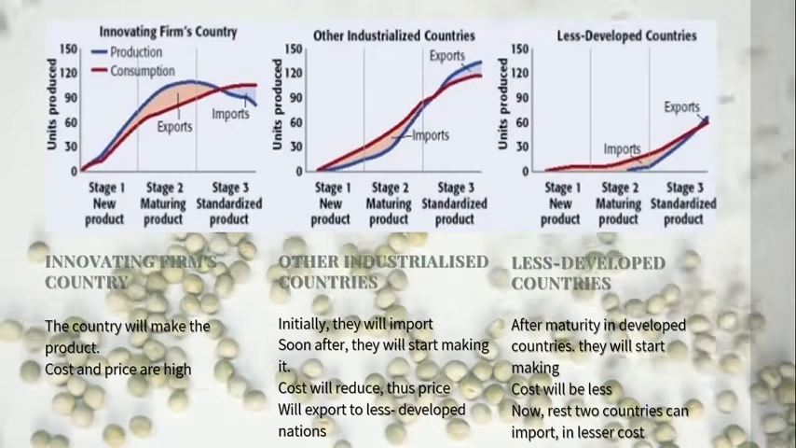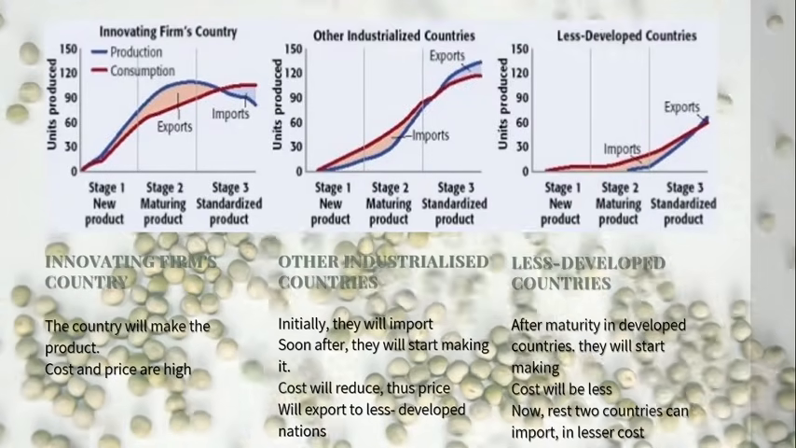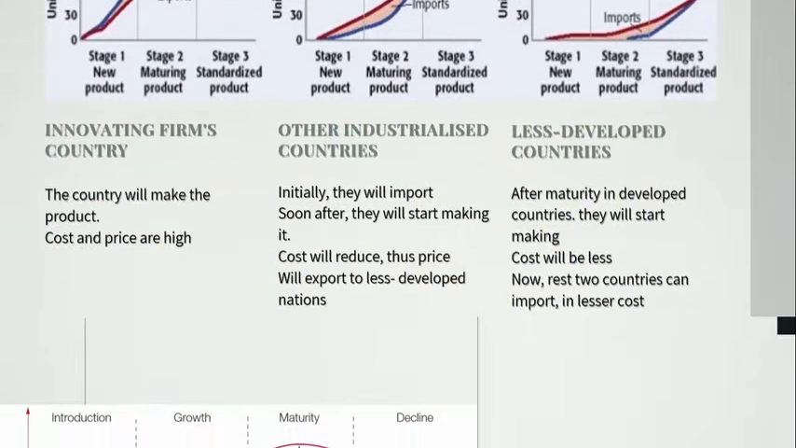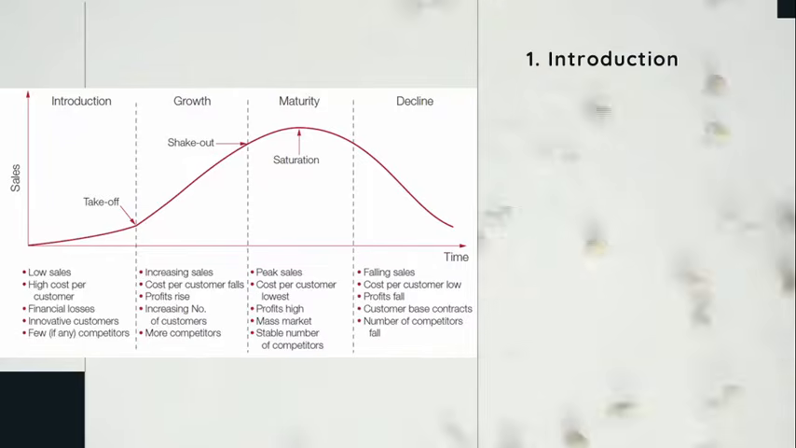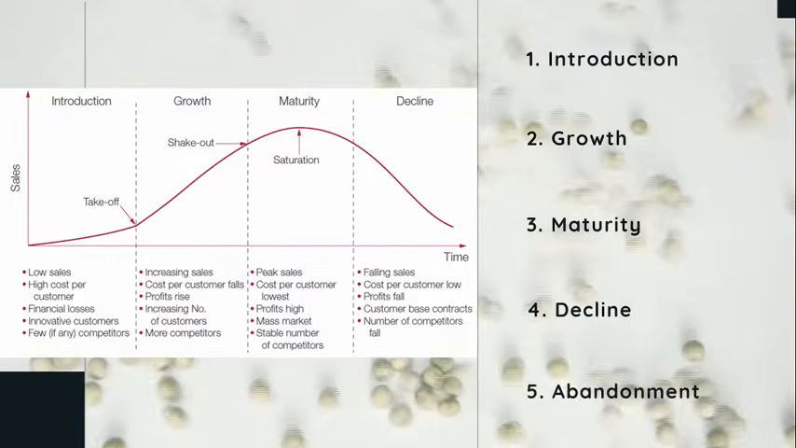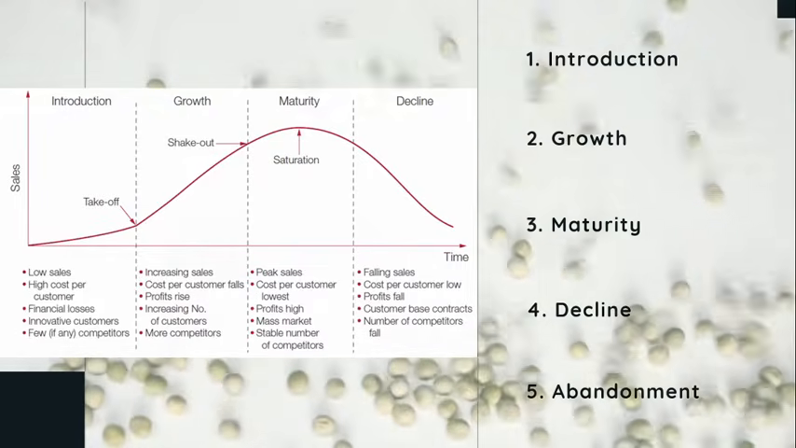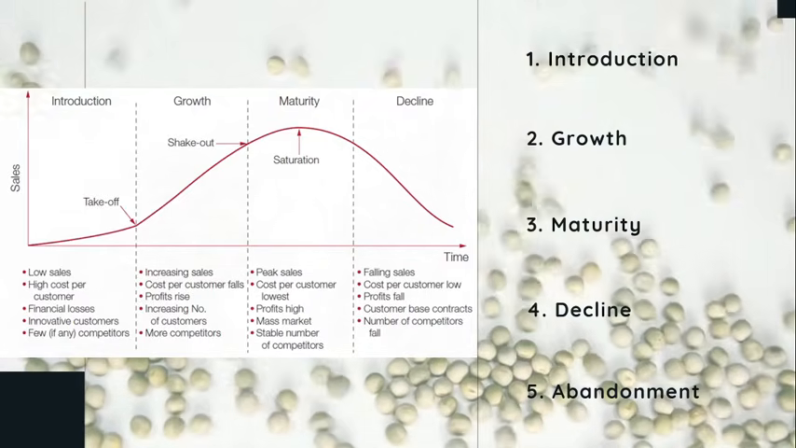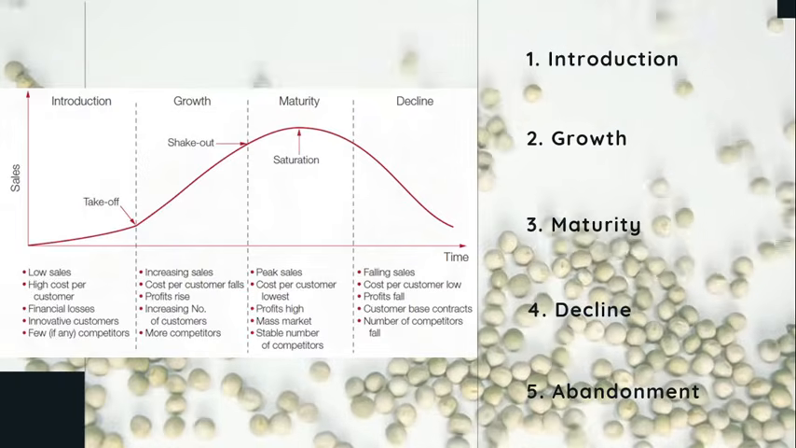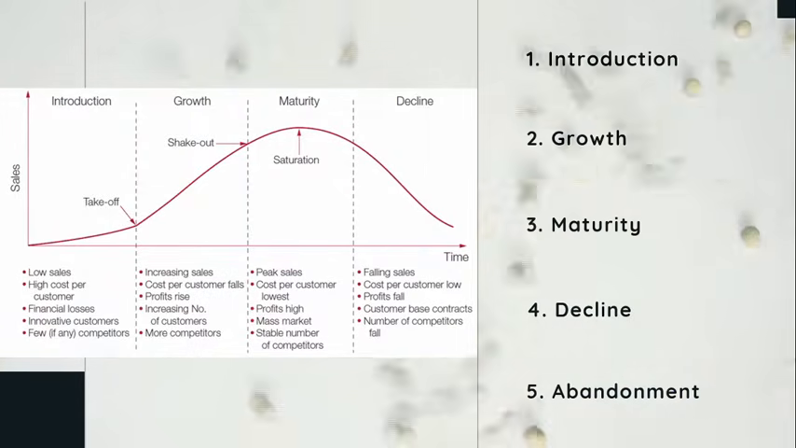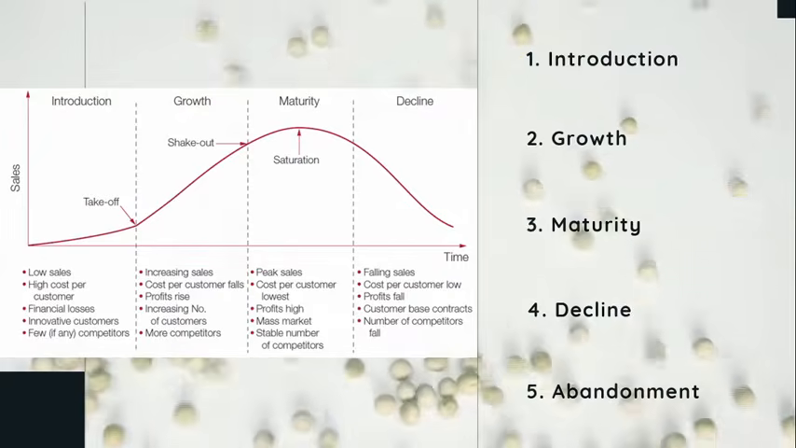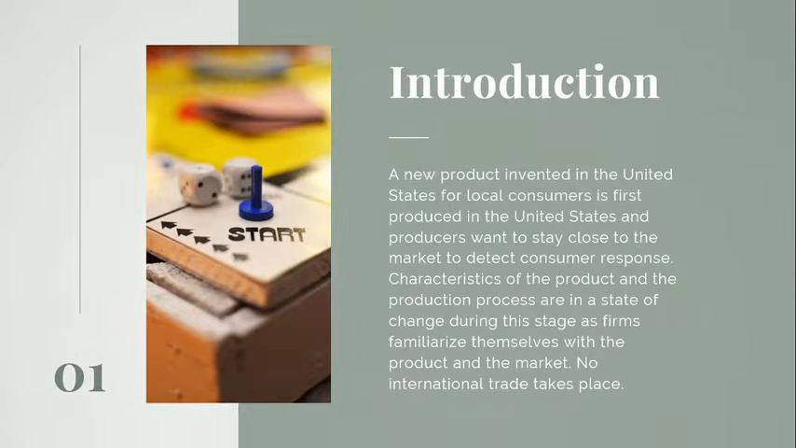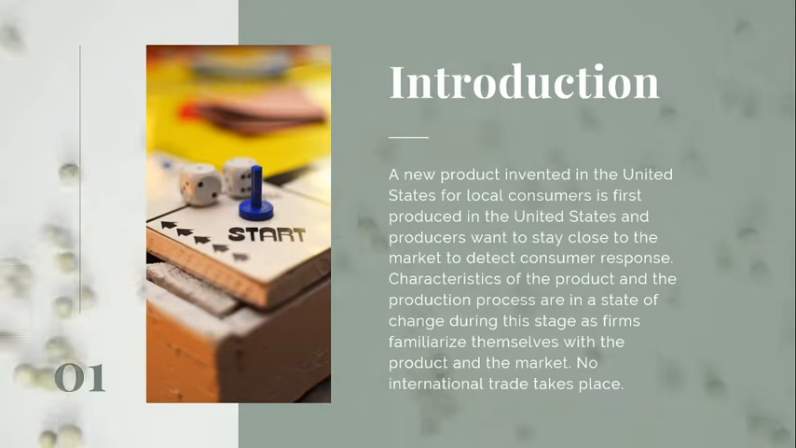The time lag in the introduction phase of the product life cycle leads to the formation of the international product life cycle. There are 5 stages in a product's life cycle in respect to the product life cycle theory. 1. Introduction. 2. Growth. 3. Maturity. 4. Decline. 5. Abandonment. The location of production depends on the stage of the cycle. We will now understand these terms individually.